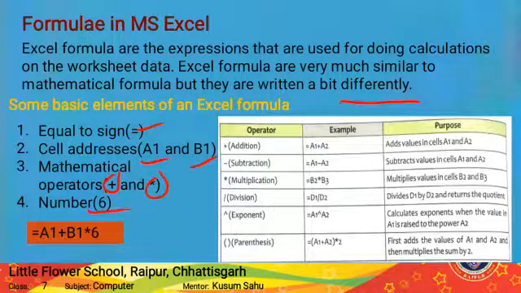So if we represent the calculation of multiplication or addition, we will use this formula, meaning equal to A1 plus B1 multiplied by 6. Here is an example of some formulas you can see in this chart. Here you can see the operator, an example, and the purpose for which it is used. Here you can see the operator, the plus sign, which is used for addition.